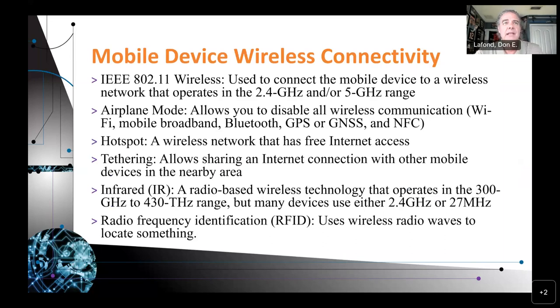Wireless connectivity, IEEE 802.11 wireless, is used to connect mobile devices to wireless networks and operates in the 2.4 and 5 gigahertz range. You can have airplane mode to turn off the wireless connections, but still use your device for movies, for example, playing games, but not connected. Obviously, it has the word airplane in it because when you get on a plane to fly someplace, they tell you to turn off your devices because they say it may mess with the sensors on the plane, and everybody wants that to work.